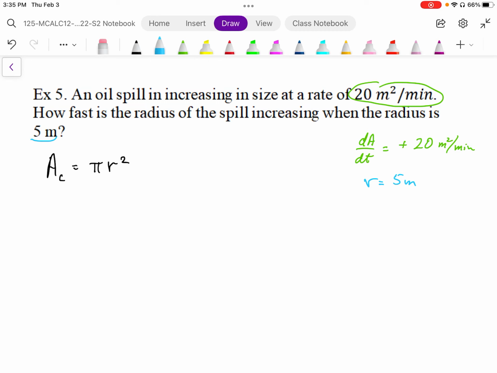Okay, we need to figure out the change in the radius. How fast is the radius increasing? So we need to find dr/dt. That's our unknown quantity. So we're going to go ahead and differentiate this expression with respect to time. I get the change in area over the change in time is equal to, differentiating this, 2 pi r.